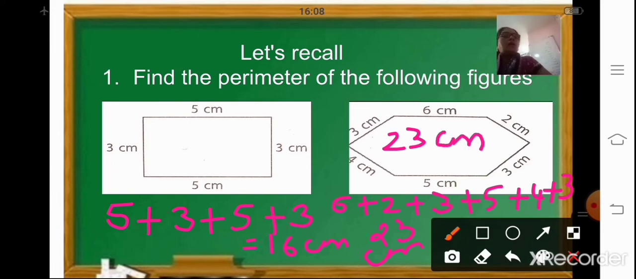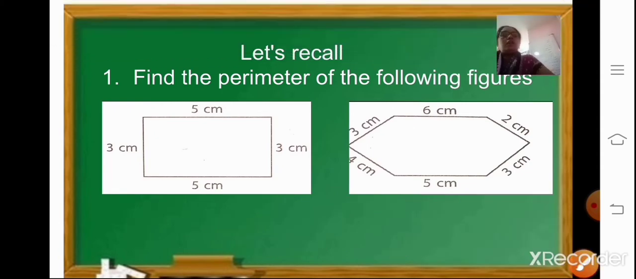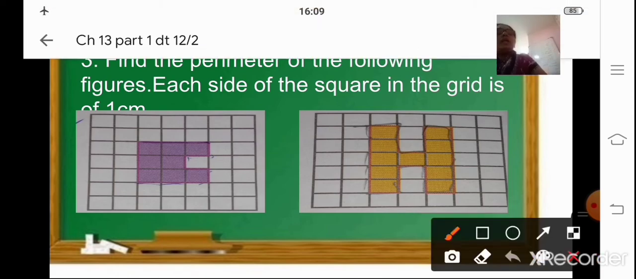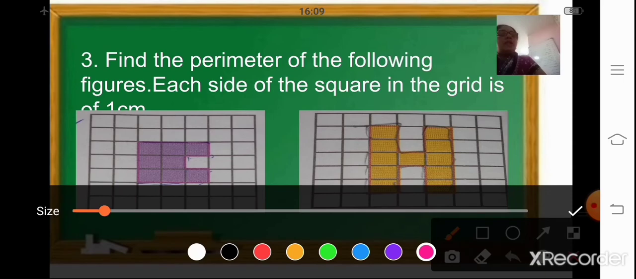Okay. Now today let us learn, now before we just learn to find out the perimeter of some closed figures, now here you have to find the perimeter of the following figures, which is shaded here, and each side of the square of the grid is 1 centimeter. Yes, it is given as 1 centimeter. Here this 1 centimeter. Okay. Now look at this figure here.